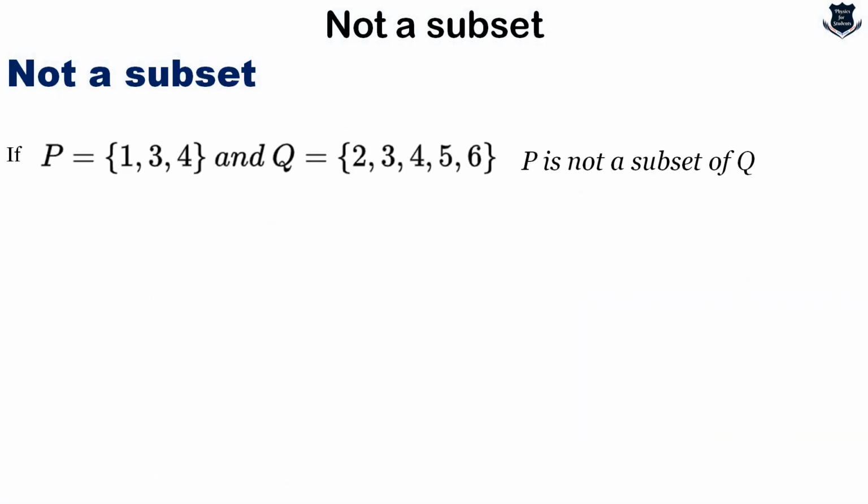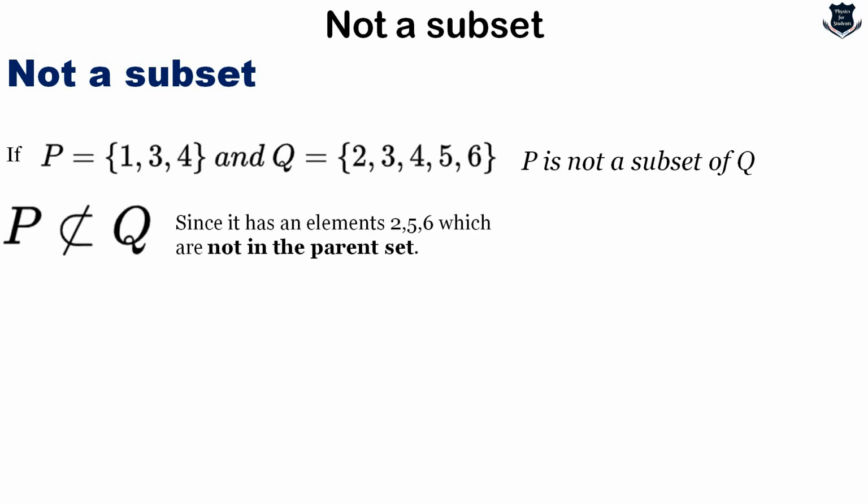Okay, we know that these are subsets of something. How do we denote if it is not a subset? So for a not a subset, simple: if P equals 1, 3, 4 and Q equals 2, 3, 5, 4, 5, 6, obviously P is not a subset of Q, and we denote it with this diagonal slash, right? Since it has elements 2, 5 and 6 which are not present in the parent set.